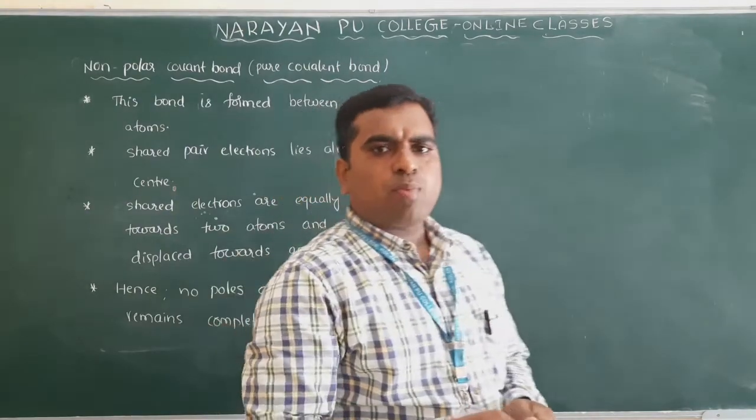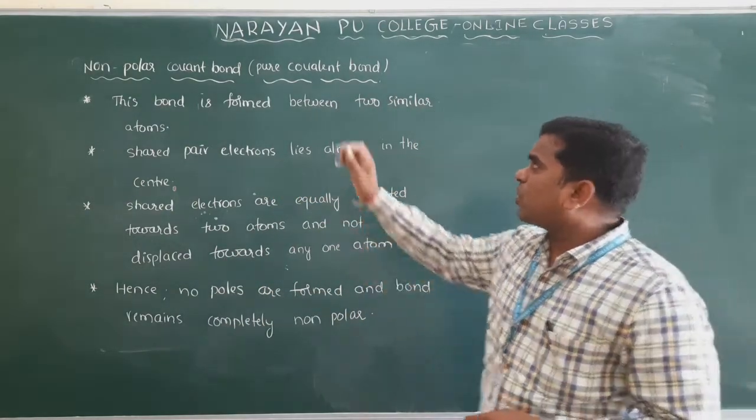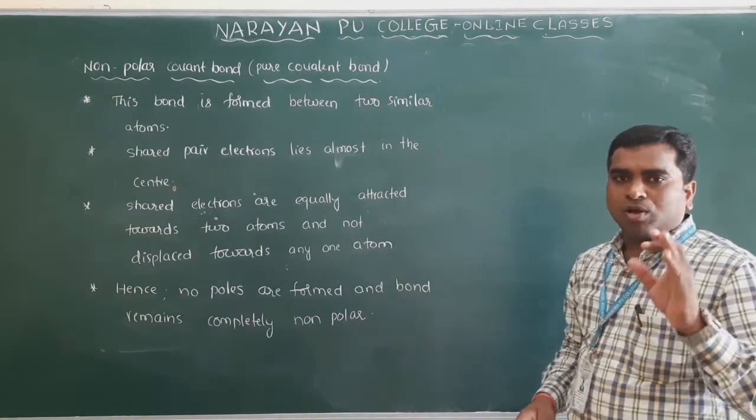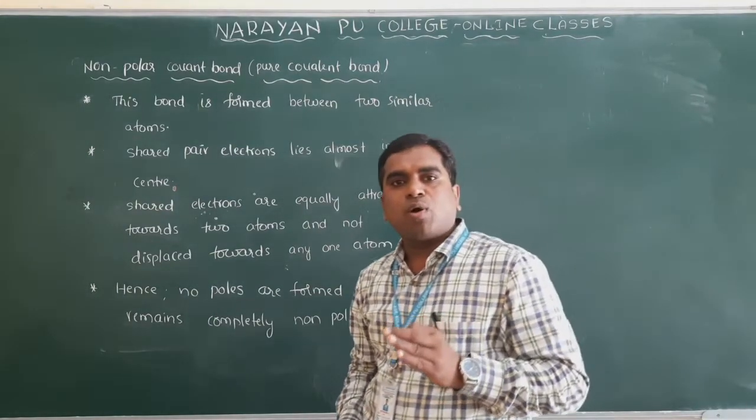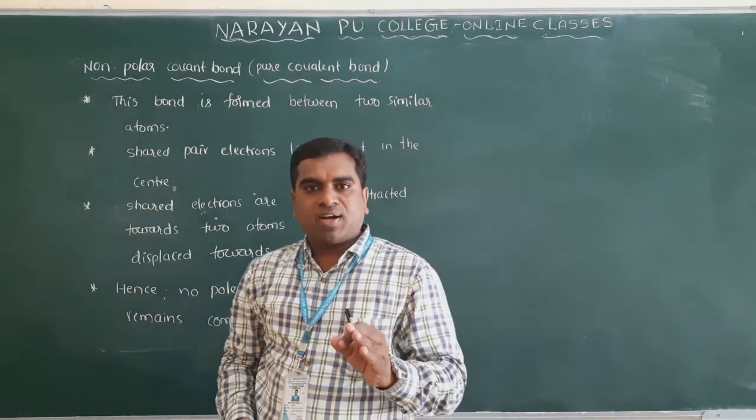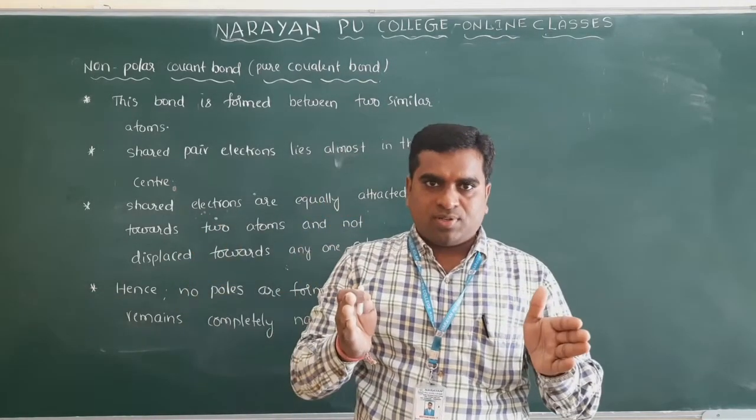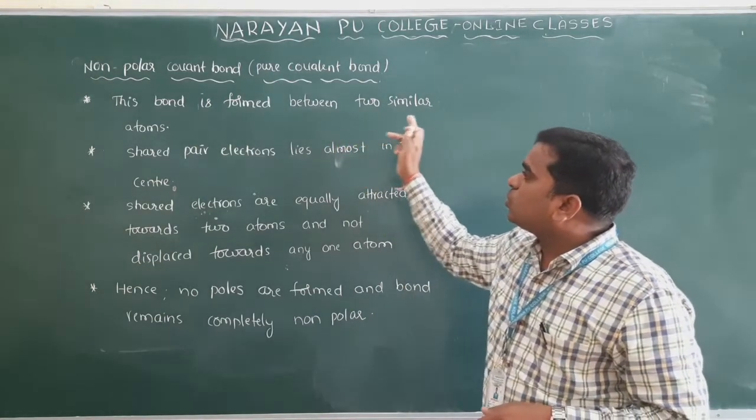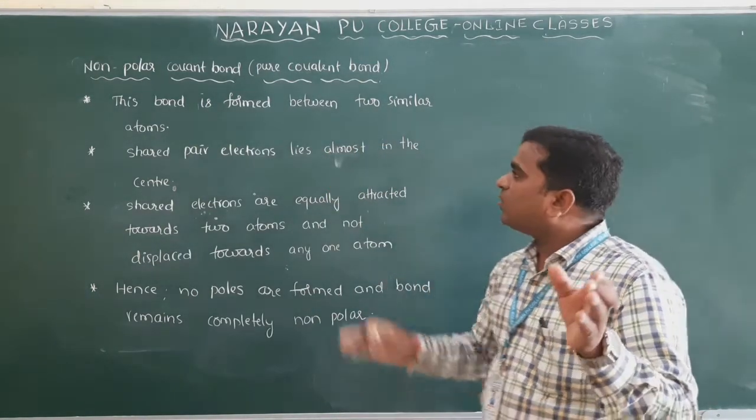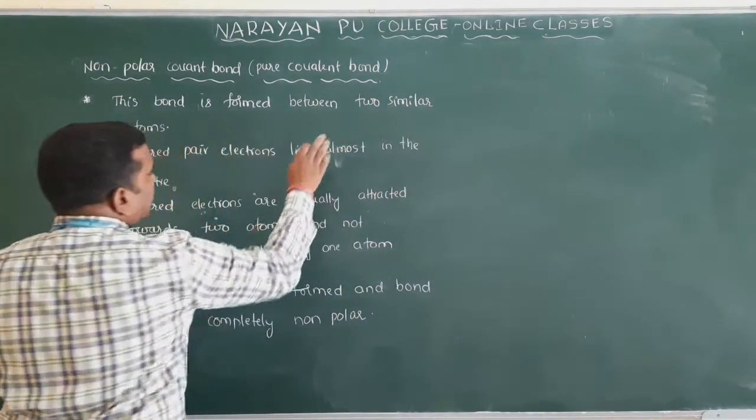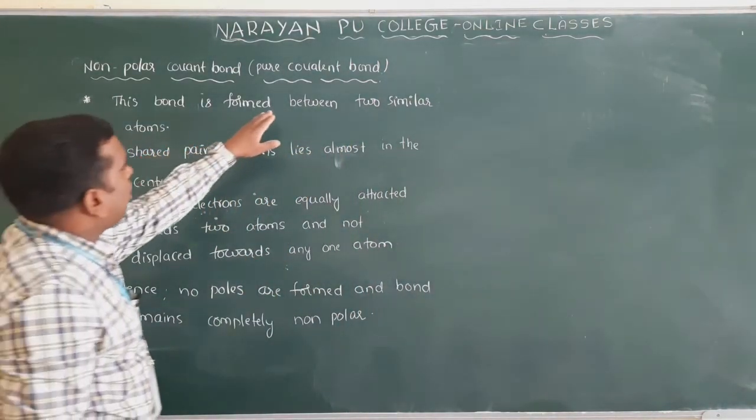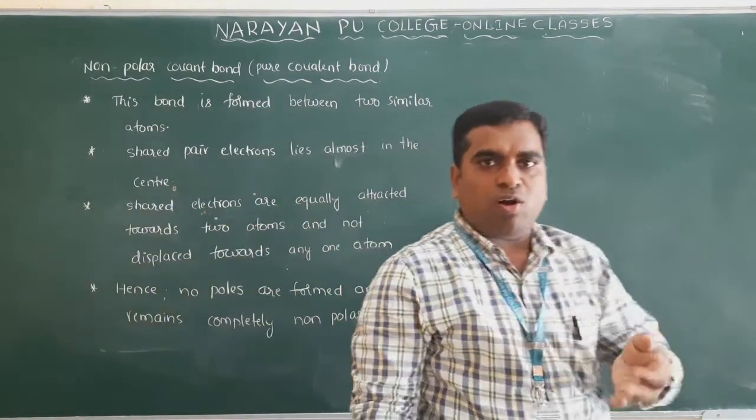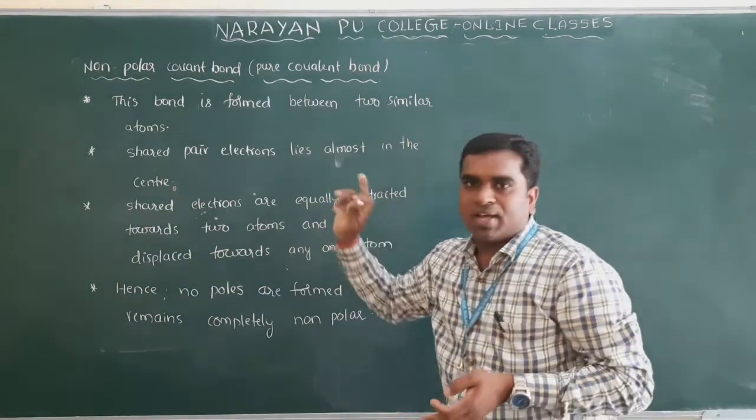So what is a non-polar covalent bond and how does it form? This can also be called a pure covalent bond. This covalent bond is formed between 2 similar atoms, by mutual sharing of a pair of electrons between the 2 similar atoms.